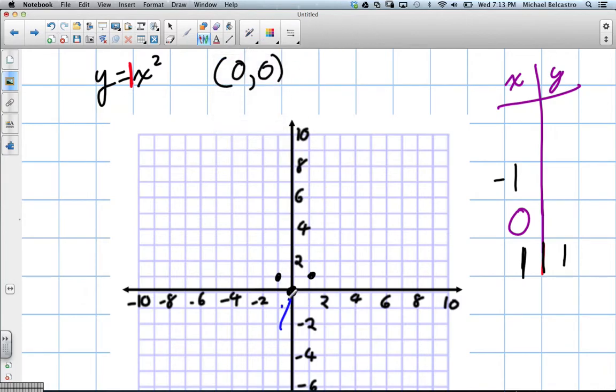Let's go back to the vertex. Now we're going to go over 2 units. What's 2 squared? 4. We've got to multiply by our a value. What's the a value? 1. Yeah, 1 times 4 is still 4. So we go over 2, up 1, 2, 3, 4. This is our next major point. Is that how you would draw the parabola?